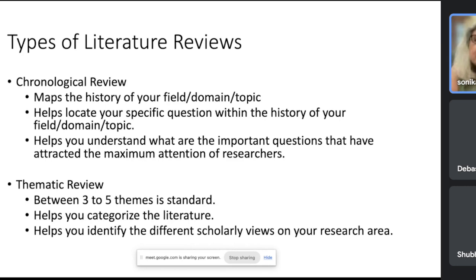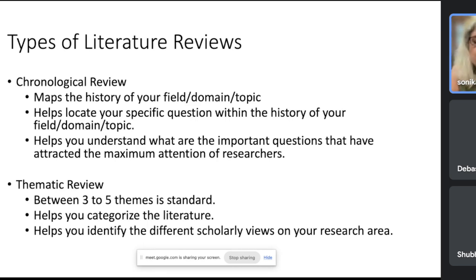If you've already categorized the literature in your first year and you're in consultation when you start writing your literature review chapter, this is a good conversation to have with your guide: should we write a chronological review or should we write a thematic review? What a thematic review will allow you to do is to help you categorize the literature and help you locate the different critiques and help you build a conversation between them.